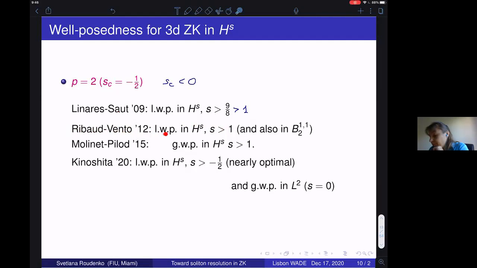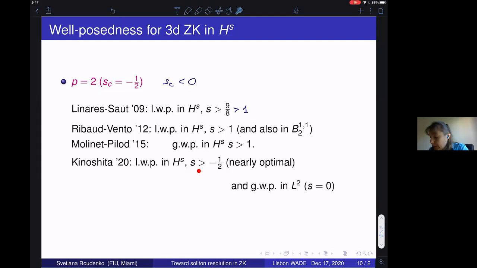Herr and Ventura got the local well-posedness here. They actually got almost H1, but just missing the logarithmic summation, which was missing to get down to H1. Then Molinet and Pilod obtained global well-posedness for s greater than 1 in 2015, and it stayed for a while. And this is what we've actually used in our considerations until very recently.